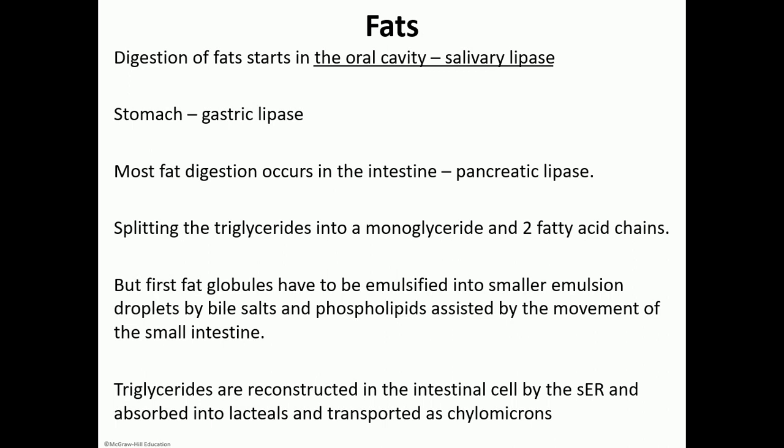molecules are usually big, and we have to emulsify them into smaller droplets. And that happens by the action of bile salts. This is where the bile salts that are made by the liver and the phospholipids come into action.